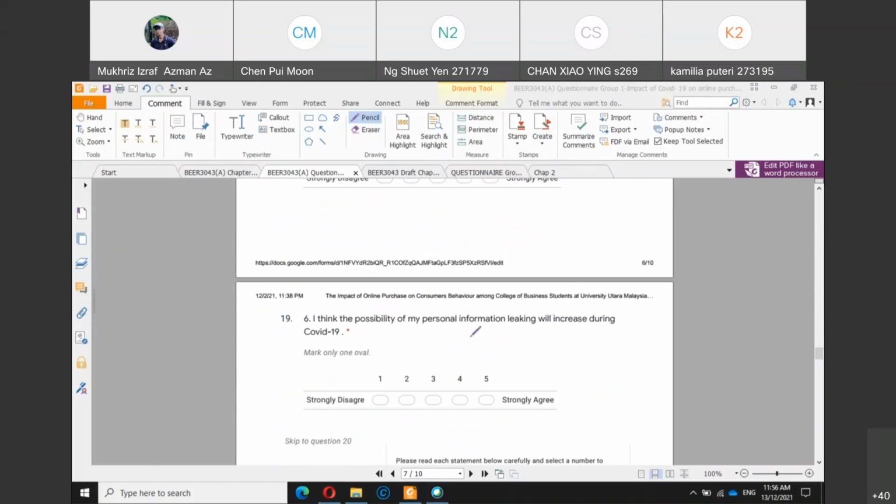Group 1. So, for example, question 19, information leaking. I'm not sure what COVID-19 has got to do with information leaking during COVID-19.